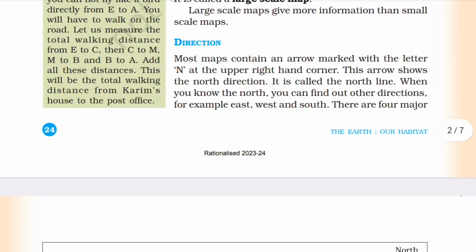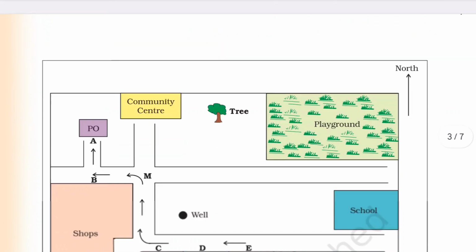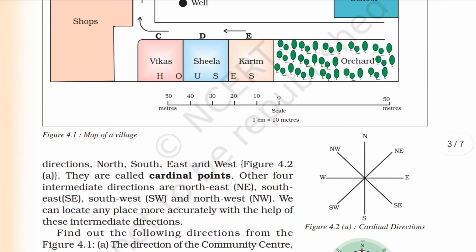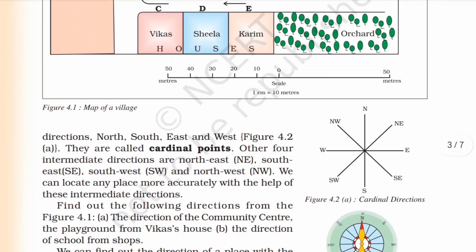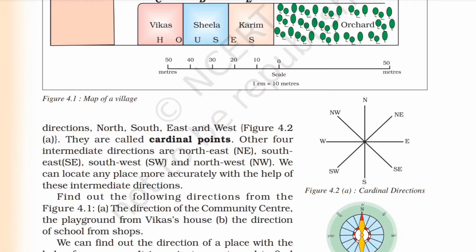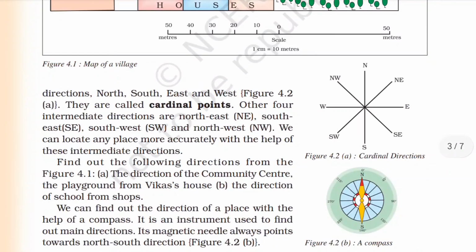Most maps contain an arrow marked with the letter N at the upper right hand corner. This arrow shows the north direction. It is called the north line. When you know where the north is, you can find out the other directions, for example, east, west, south. There are four major directions: north, south, east, west. They are called cardinal points. The other four intermediate directions are called northeast, southeast, southwest, northwest. We can locate any place more accurately with the help of these intermediate directions.